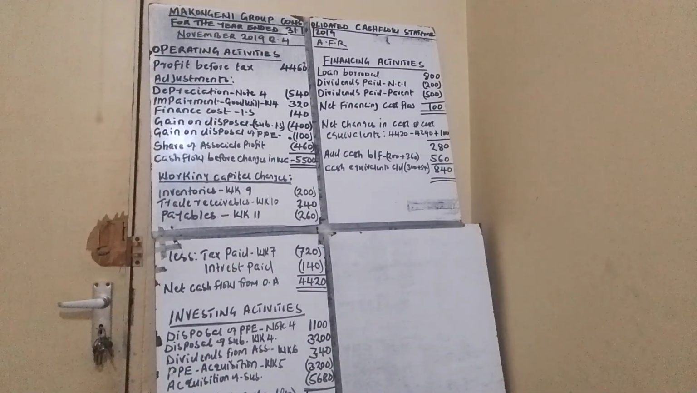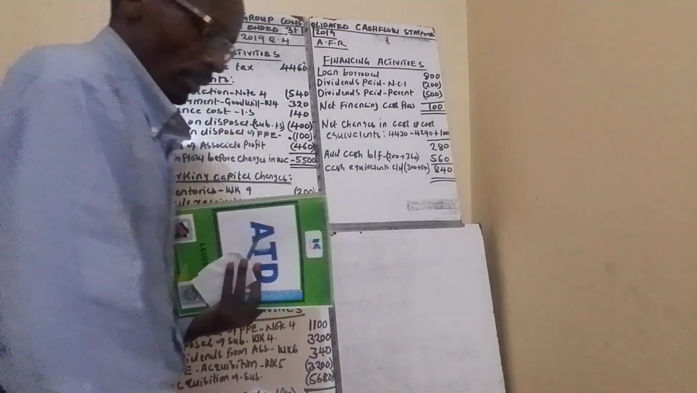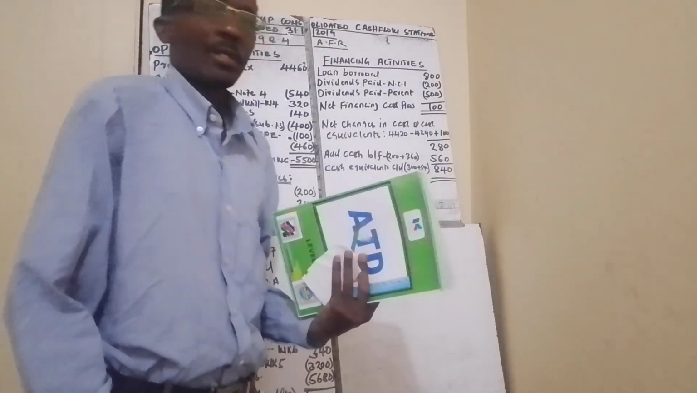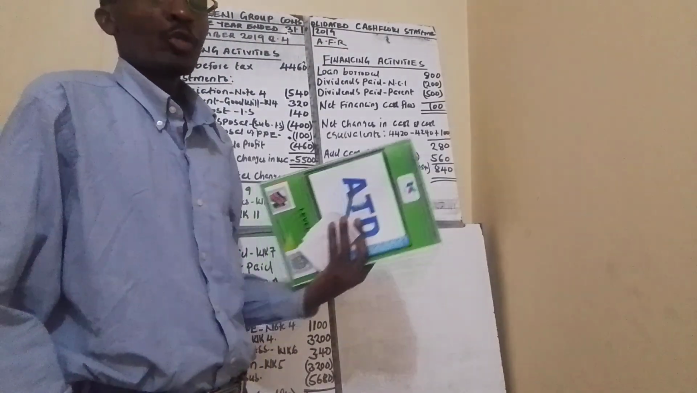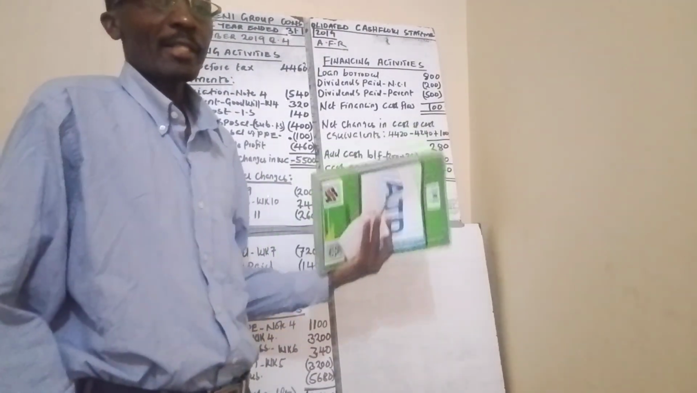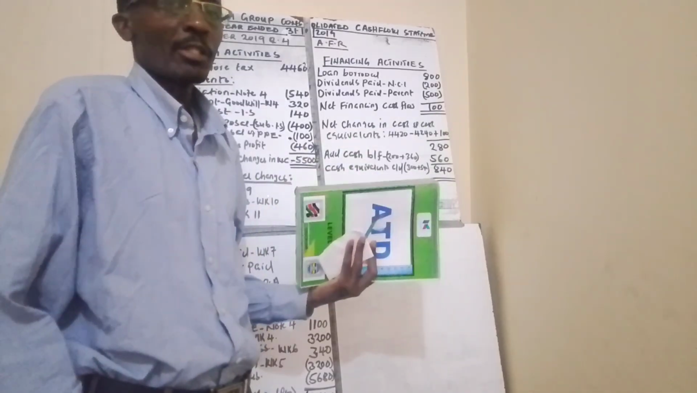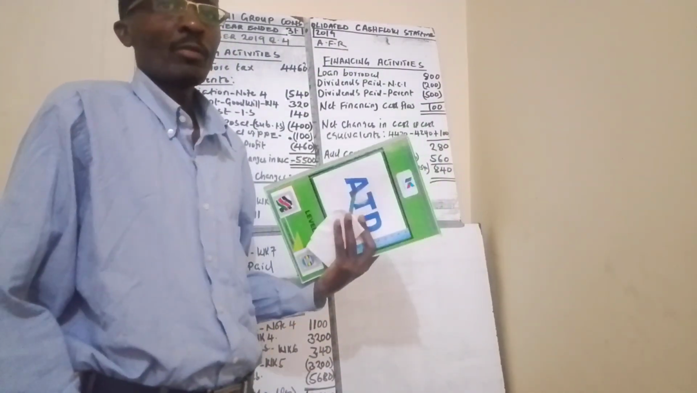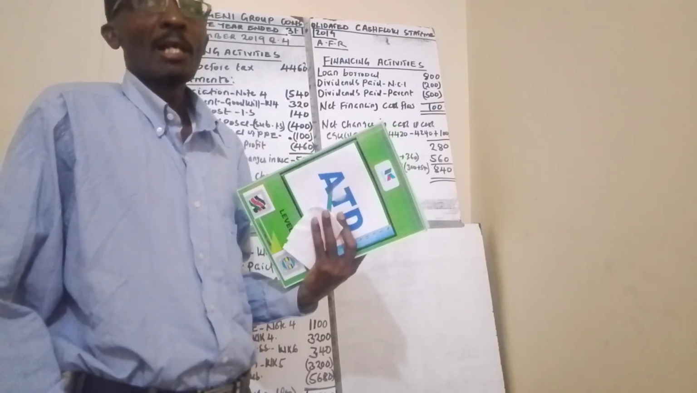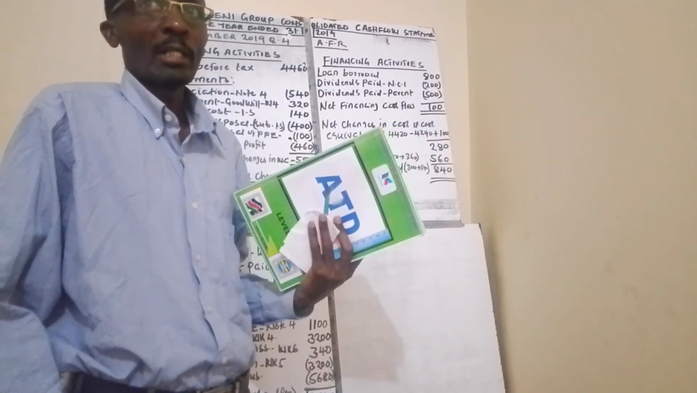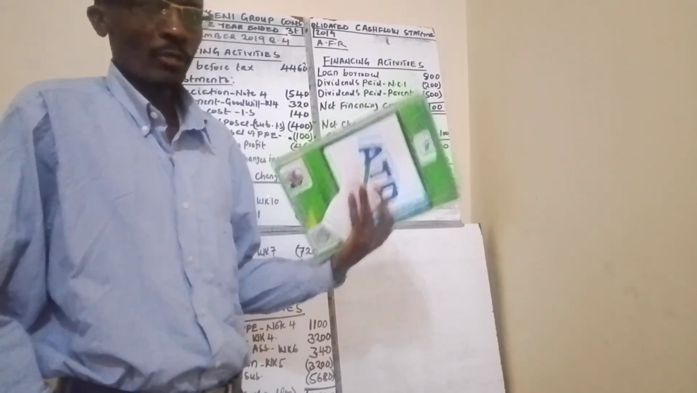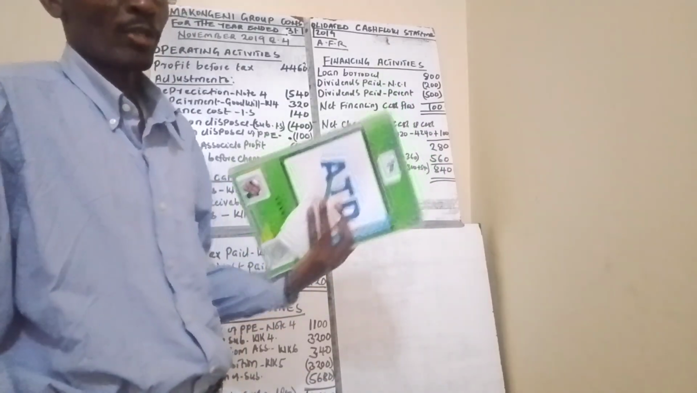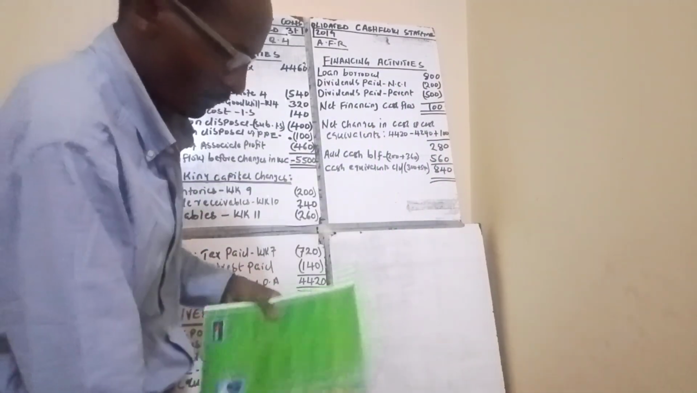So you can see that, as I have told you, you'll be presented with a statement of financial position for two years, showing assets, liabilities and equity for last year and this year. The reason is to enable you to bring down the balances accordingly. So you have seen the statement of financial position as presented.